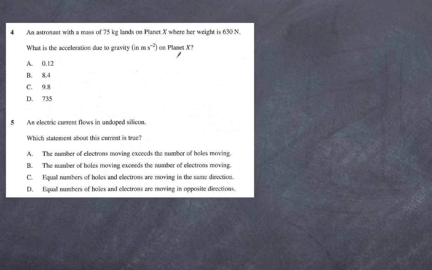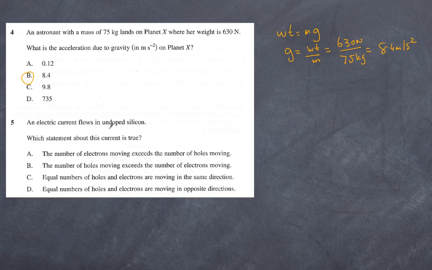Question number 4. An astronaut with a mass of 75 kilograms lands on planet X where her weight is 630 newtons. What is the acceleration due to gravity on planet X? Well, this is a simple understanding. Of course, weight is equal to mass multiplied by the acceleration due to gravity. Since we're working out the acceleration due to gravity, g is equal to the weight divided by the mass. Our weight is a force of 630 newtons. The mass is 75 kilograms. If you calculate that out, you get 8.4 meters per second squared. And so therefore, B is our answer.